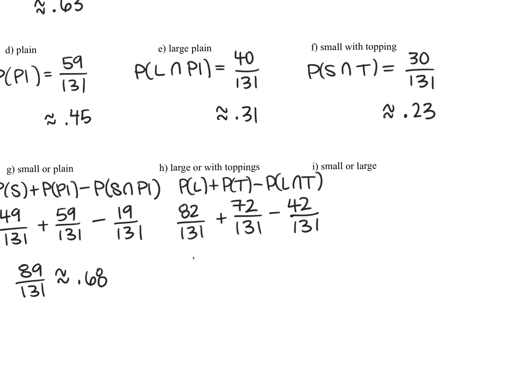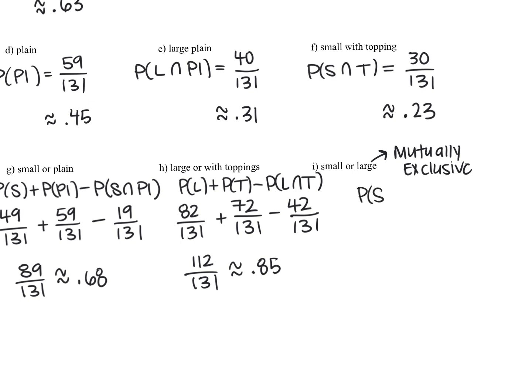And we get 112 over 131, which is approximately 0.85. So the last one is small or large. This is an example of mutually exclusive because I cannot get a pizza that is both a small and a large. So I don't have to worry about any overlap.